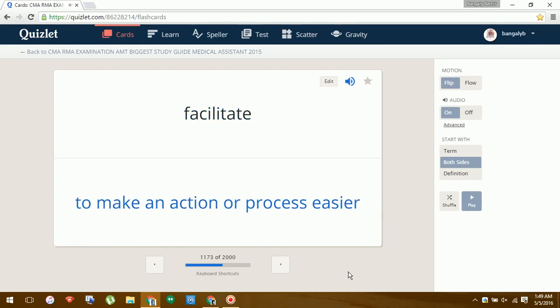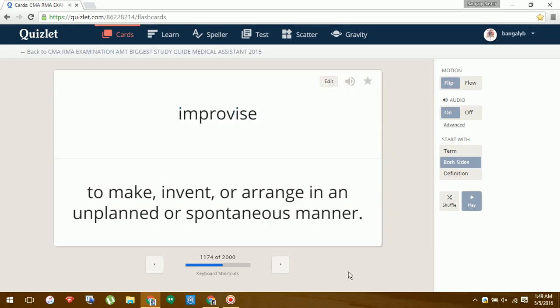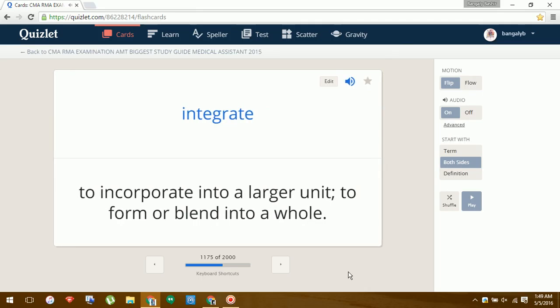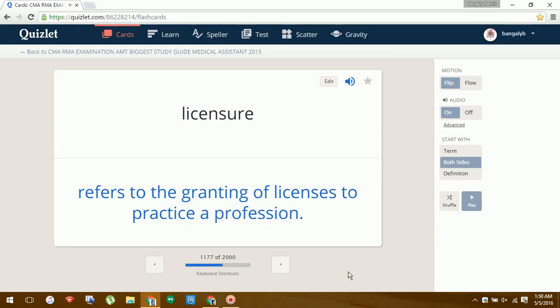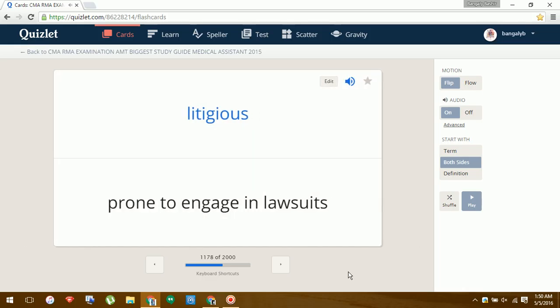Facilitate. To make an action or process easier. Improvise. To make, invent, or arrange in an unplanned or spontaneous manner. Integrate. To incorporate into a larger unit, to form or blend into a whole. License. Permission by competent authority to engage in a profession, permission to act. Licensure refers to the granting of licenses to practice a profession. Litigious. Prone to engage in lawsuits.